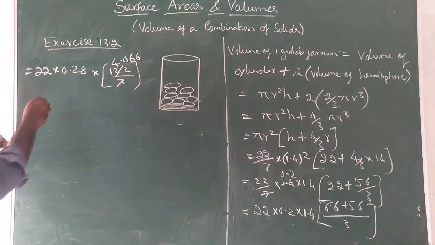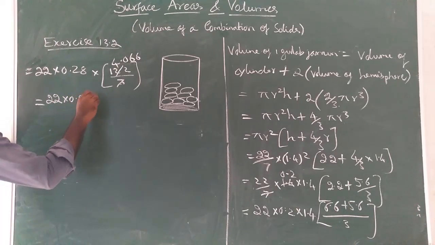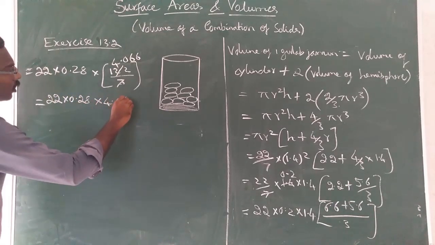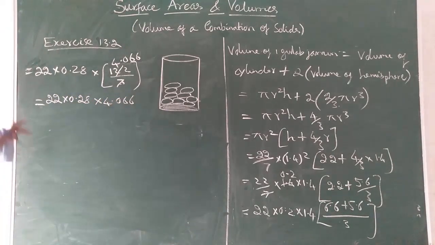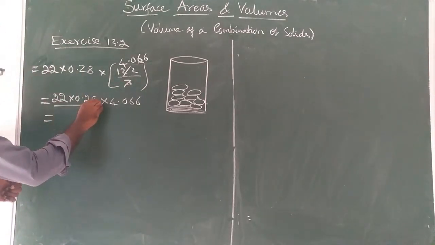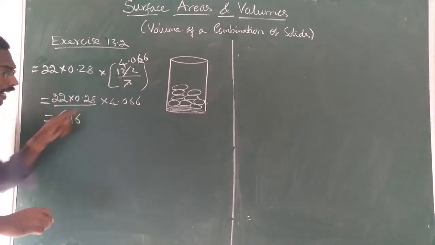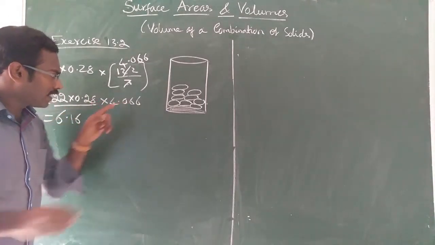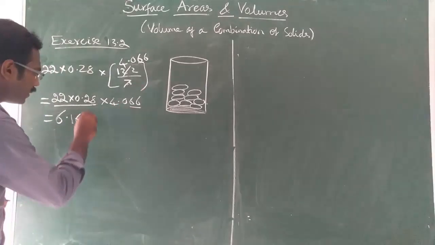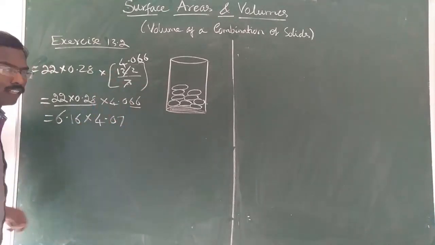Okay. So now finally we got 22 into 0.28 into 4.0666. Okay, listen. So I am multiplying 22 into 0.28. I am writing the answer directly. The answer is 6.16. And this 4.066, I am rounding it as 4.07. Okay. So you can round it.